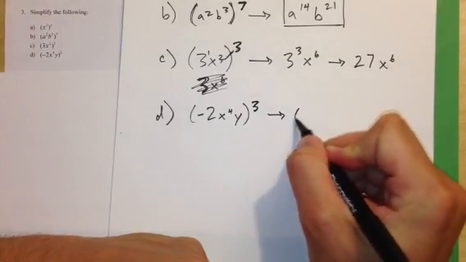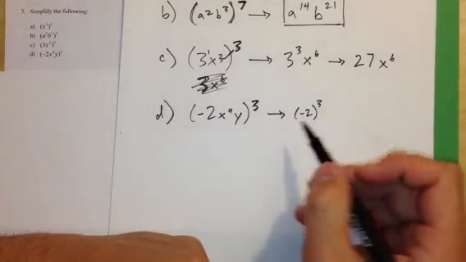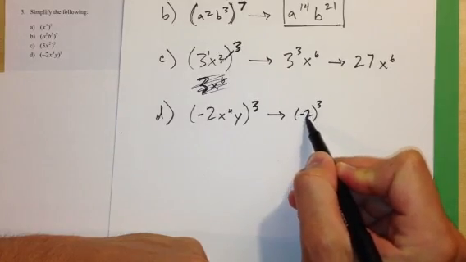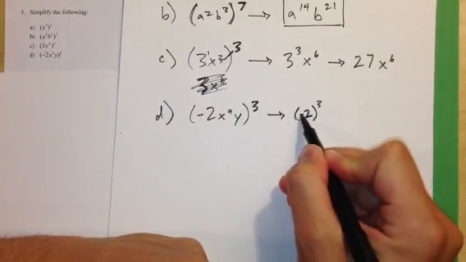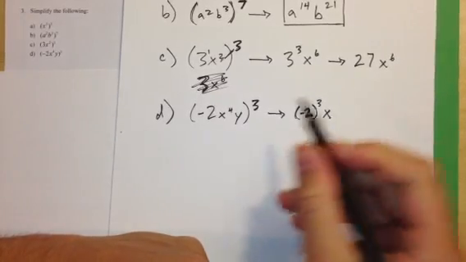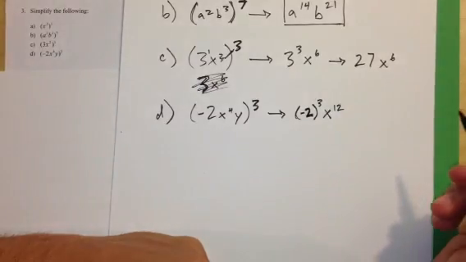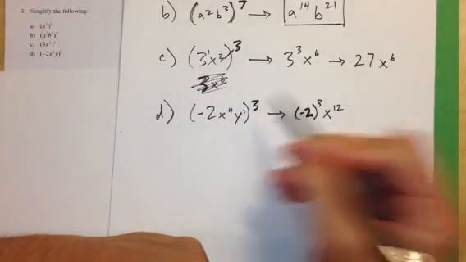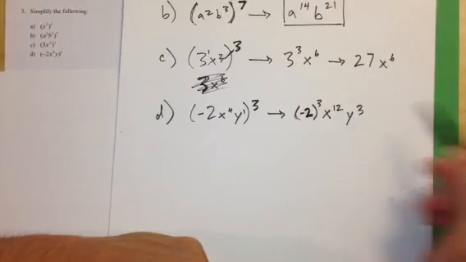So we're going to take negative 2 to the third power. Notice that I am including the negative with the 2 in my parentheses, because that's very important. We don't want to lose the negative. Then I'm going to have x, and 4 times 3 is 12, so this is x to the 12th. And y, there's really a 1 right there, is the exponent. 1 times 3 is 3.